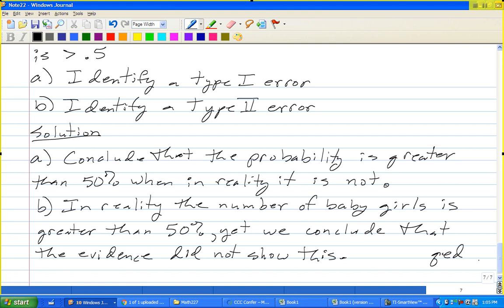So we conducted a sample, and there were very few girls in this sample. So we conclude that, well, no, it's not greater than 50%. But in reality, it is bigger than 50%. And so that's a type 2 error.